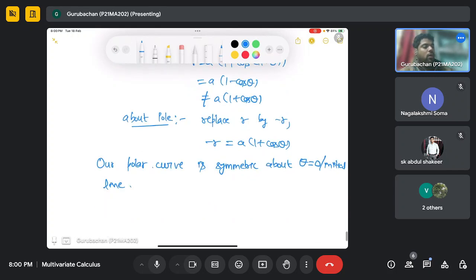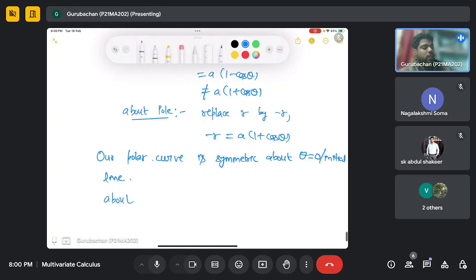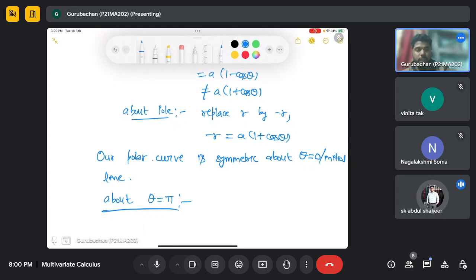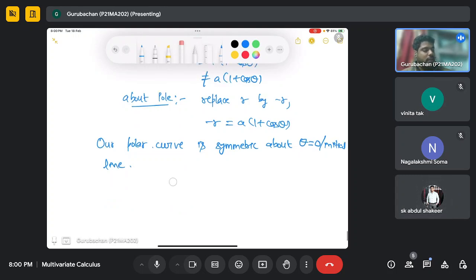Or you can also check about theta equal to pi. How can we check about theta equal to pi? Tell me, how will you check? Sir, about theta equal to pi, we just have to replace in the given curve. What will you get? The r value as 2a. So hence the curve passes through the point (2a, pi). So I hope this implies that our given curve is symmetric about the initial line.